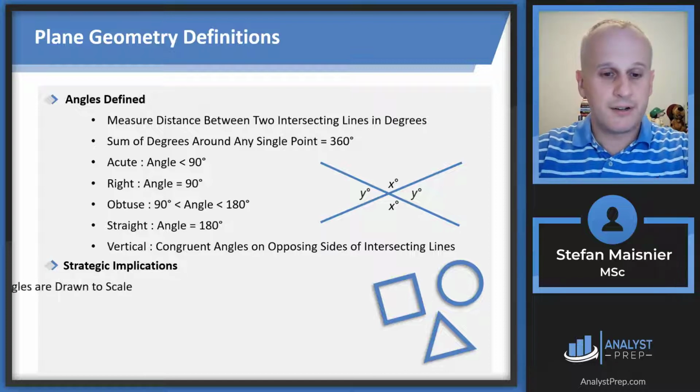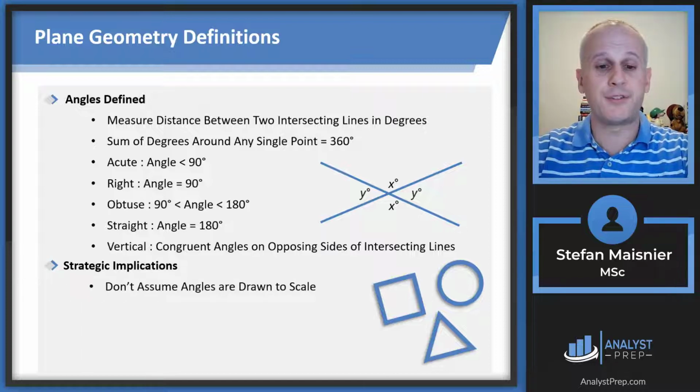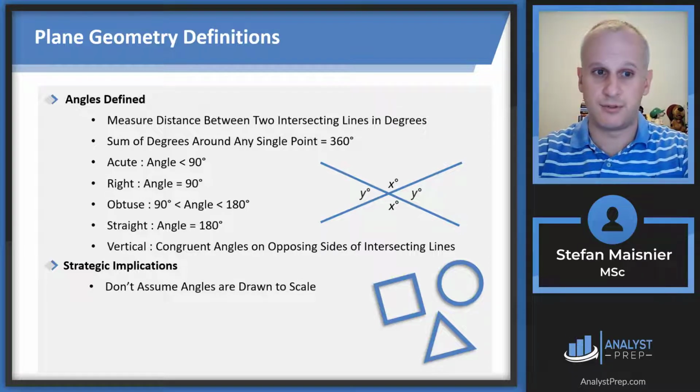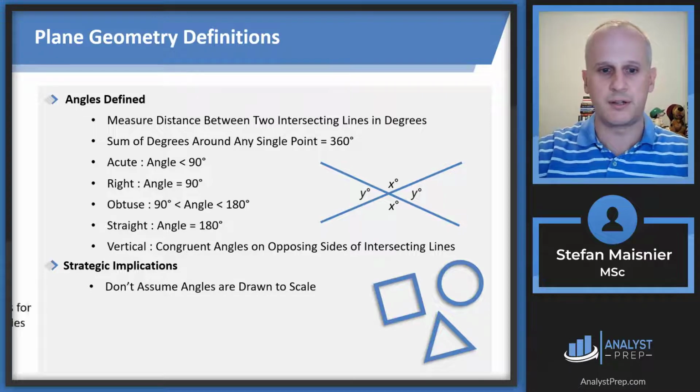Now, here are some strategic implications about angles. First, don't assume that angles, lines, or anything else are drawn to scale on the GMAT. You have to only trust what's written, so be very skeptical of just how it looks.